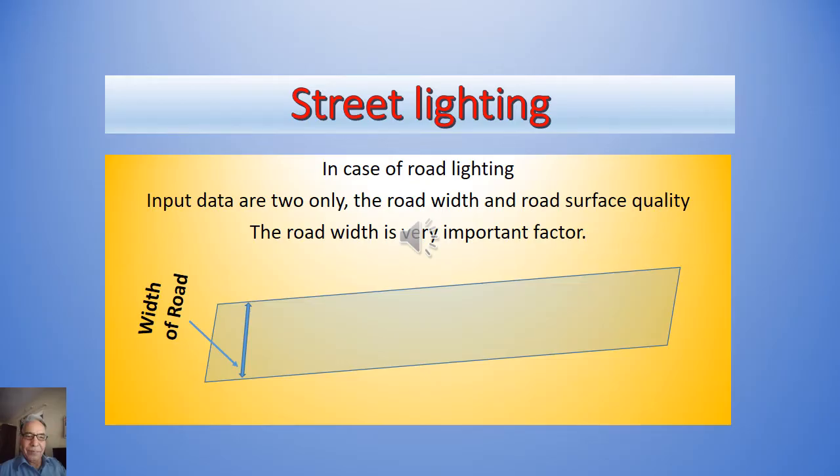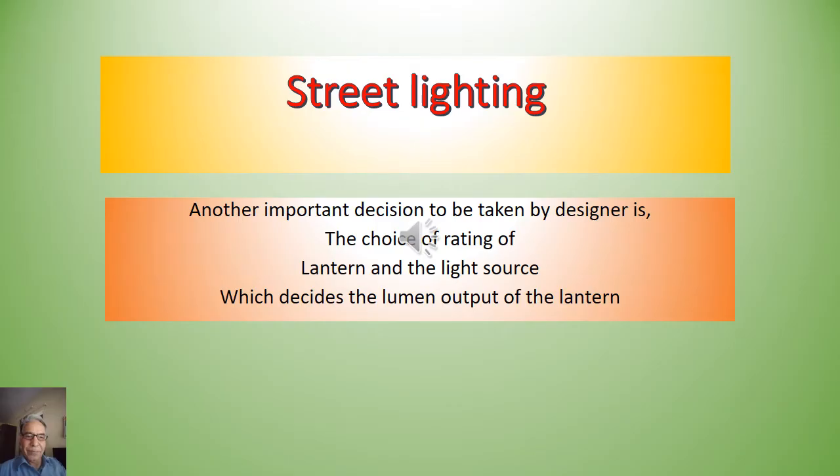There are two important factors which are needed by designers. Number one, the width of the road, and the second is the quality of the road surface. The width of the road is the more important factor required for design. Another important decision to be taken by a designer is the choice of rating of the lantern and the light source.